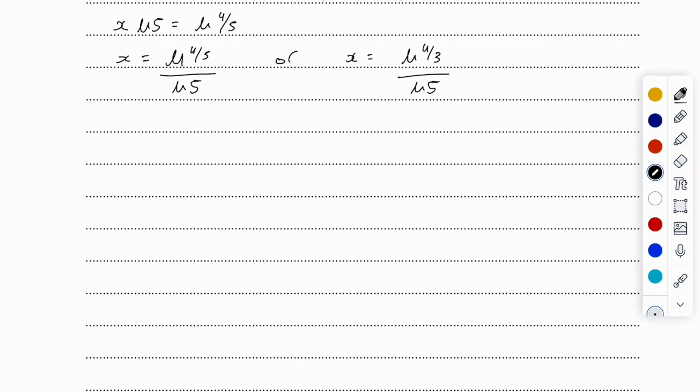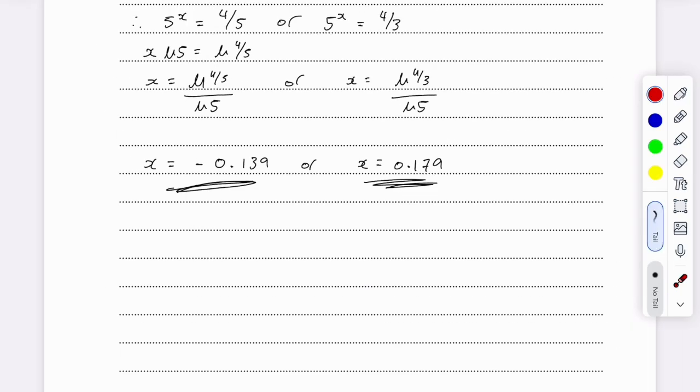We get two answers. We get x is going to equal negative 0.139, or x is going to equal 0.179. Okay, and these are going to be your final answers as required.